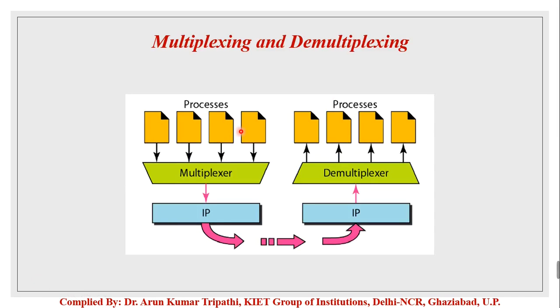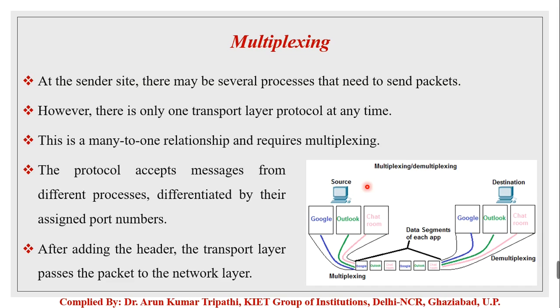Now, the next topic is multiplexing and demultiplexing. A number of processes may be running on a host, so there is a need of a multiplexer that can combine these processes and send them to the network layer. Similarly, at the destination transport layer, there is a need of a demultiplexer that can separate those processes. So, multiplexing at the sender side: there may be several processes that need to send packets. However, there is only one transport layer protocol at any time. This is a many-to-one relationship and requires multiplexing.